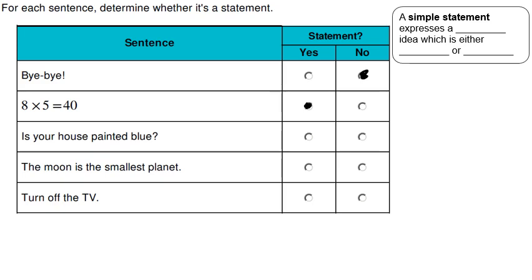Is your house painted blue? This is not a statement. This is a question. So this is not a statement. It's a question. The moon is the smallest planet. This is a statement. It expresses the idea that the moon is the smallest planet. Now, again, this is false. We know that, but the fact is it expresses an idea. And second, it's either true or false. So yes, this is a statement.